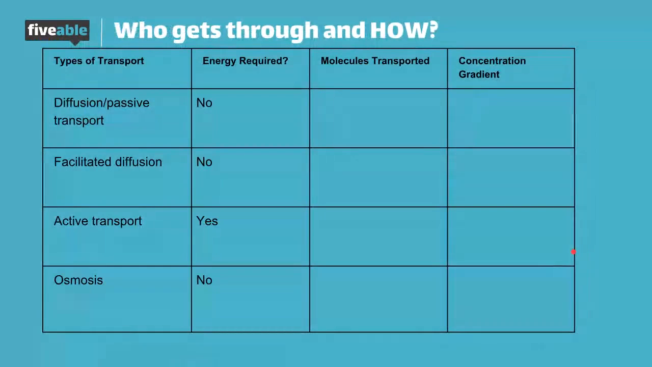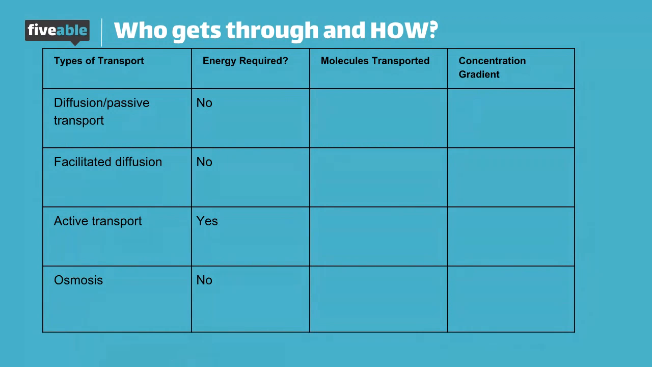So this table is super, super important. Know it, love it. Put it under your pillow at night. I don't know. But it's going to explain everything that I just said. So we can take a look at each column. And this will help you organize your thoughts and help you answer any questions with regards to cellular transport. Okay. So it's really important to know which type of transport requires energy and which type does not. The only one that requires energy is active transport. Osmosis, facilitated diffusion, diffusion and passive transport do not.